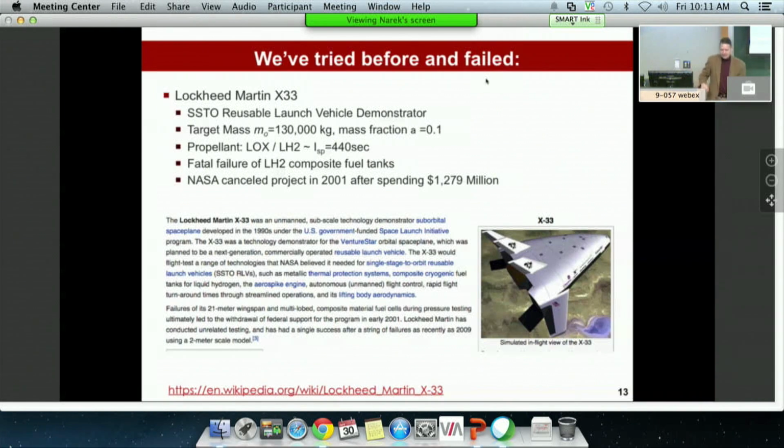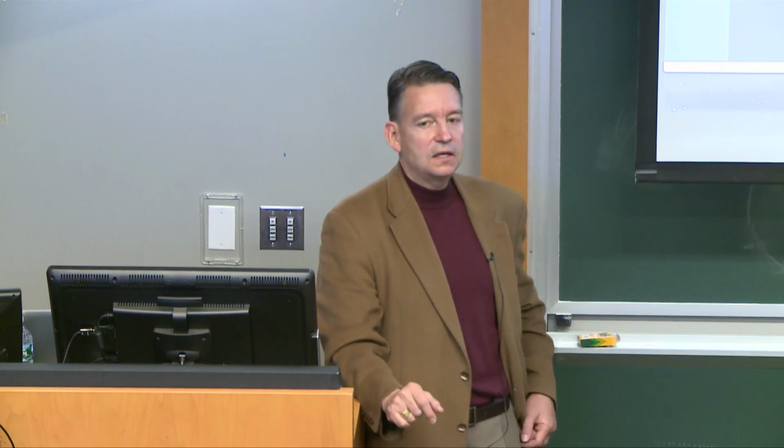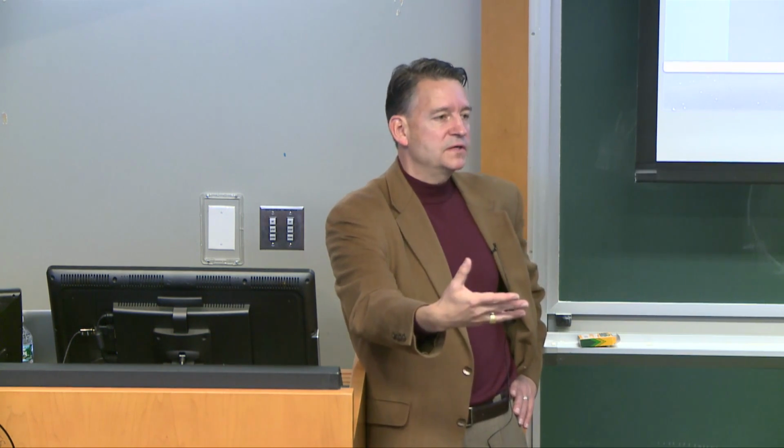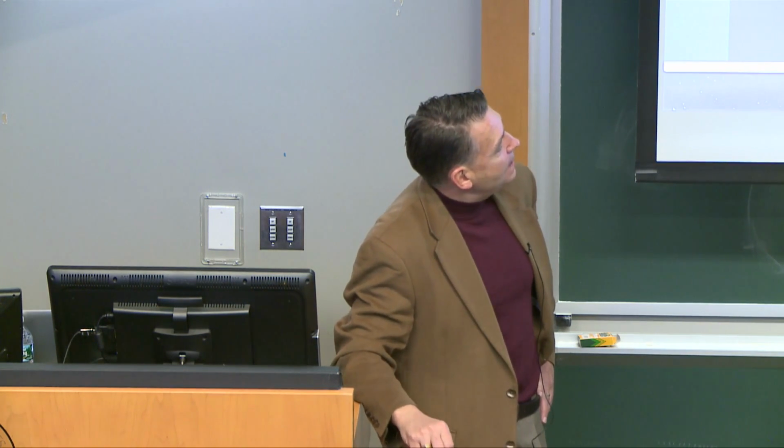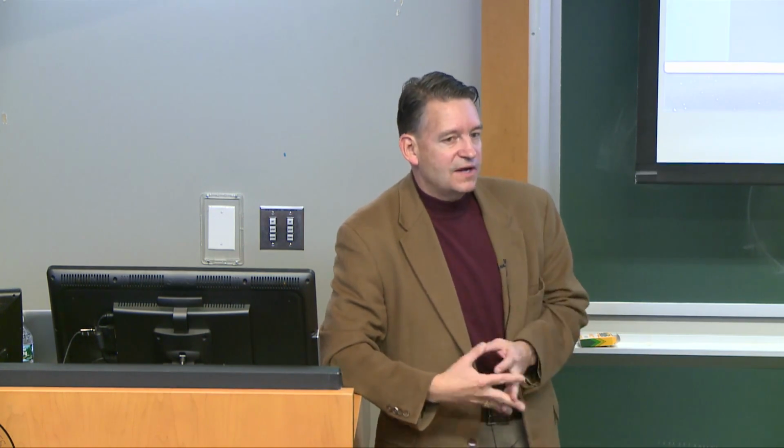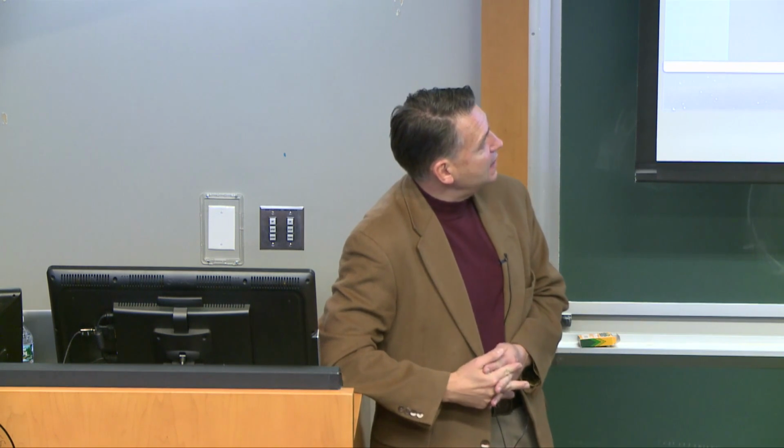Those folks were really frustrated. There was actually a program here in the US in the late 90s that tried to, as a small-scale technology demonstrator, demonstrate the technologies required to get to orbit with a single-stage vehicle. That program was called the X-33, run by Lockheed Martin. A single-stage-to-orbit, reusable launch vehicle demonstrator. The target mass, this is your m0, total mass, was 130 metric tons. The target mass fraction was 0.1. And fuel was just the same as in this problem, LOX hydrogen. The project was canceled in 2001 after about $1.3 billion had been spent on it.